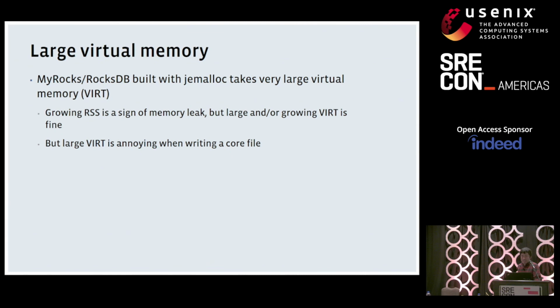So the large virtual memory size is actually causing problems when writing a core file. Our MyRocks and RocksDB built with jemalloc, the memory allocator, take very large virtual memory. Growing RSS, the resident memory, is a memory leak, but the large virtual memory is fine. So it's not a memory leak, but large virtual memory is annoying when writing a core file.